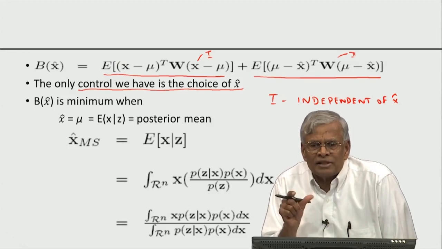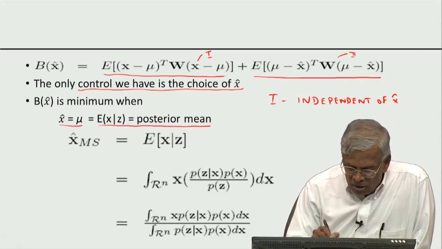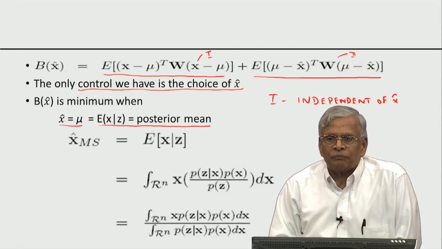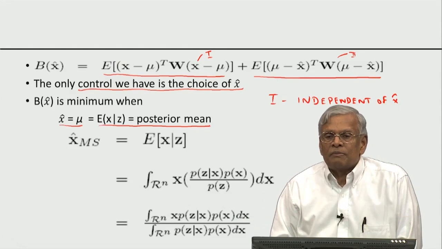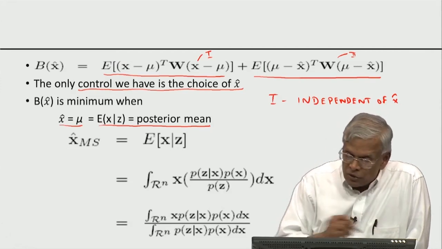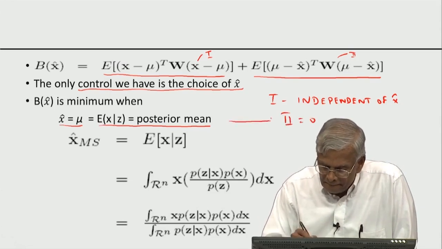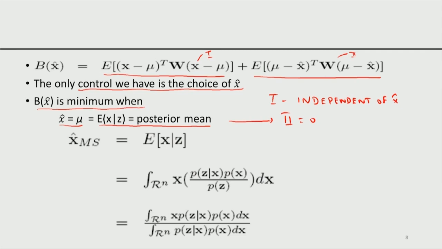And by changing x hat, I can affect only the second term. Therefore, by picking x hat equal to mu, which is called the posterior mean. It is something that is done after the observations are given. That is posterior. Therefore, it's called conditional mean, if you want to call it conditional mean. So if I choose, the second term is 0, and I can't change the first term. Therefore, B of x hat is minimum when x hat is equal to mu. So that means, what is the optimum estimate? The optimum estimate, x hat is mu. What is mu? Mu is the conditional expectation. So conditional expectation is an optimal estimate within the Bayesian framework.